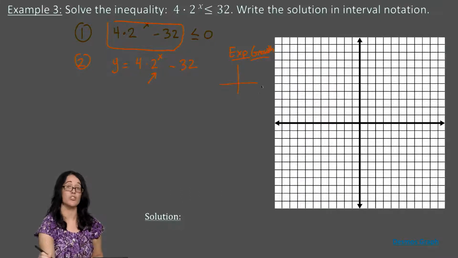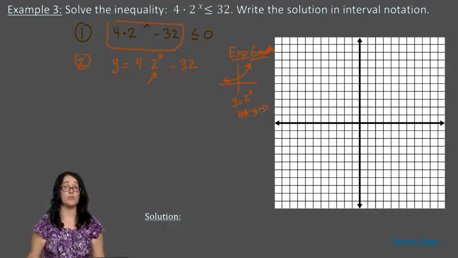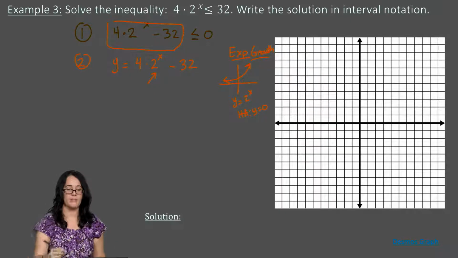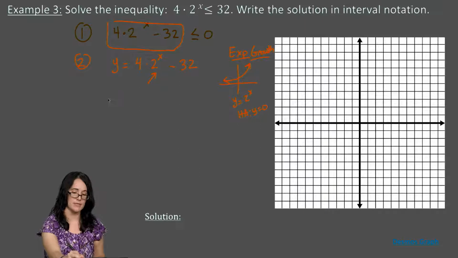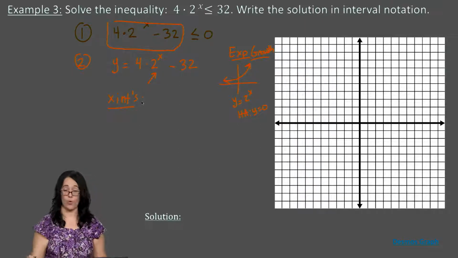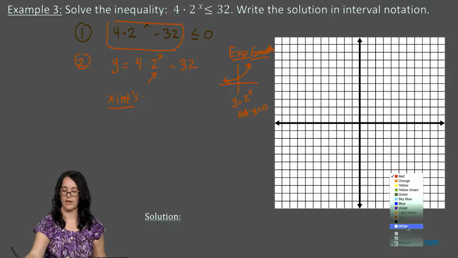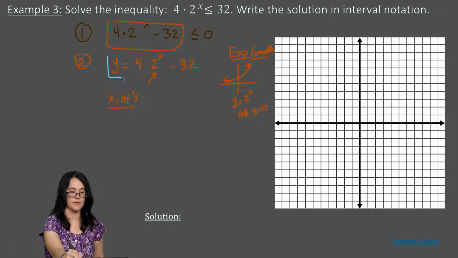So originally, if I was just graphing y equals 2 to the x, it would look something like this, wouldn't it? With the horizontal asymptote at y equals 0. You can go back to the first video in this chapter's series if you need help graphing those again, okay? But to graph this, what I would need to do at the very least is find any x-intercepts. And again, how do we always do that? That's right, we let y equal 0 and solve for x. So letting y equal 0 here, we get 0 equals 4 times 2 to the x minus 32.